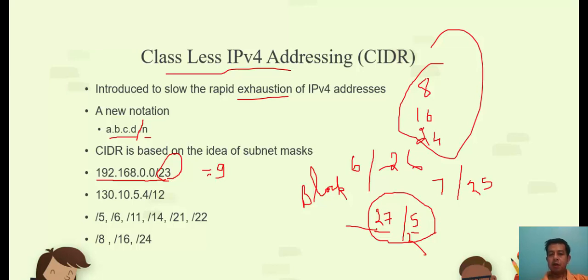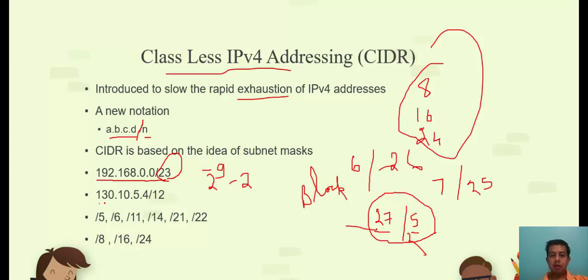So how many computers can I connect? I can connect 2 to the power 9, minus 2 would always be there. This should always be there in the host part. All zeros cannot be used. All ones is a broadcast address. So if I buy a block of /23, I can connect 2 to the power 9 minus 2 computers in my network.